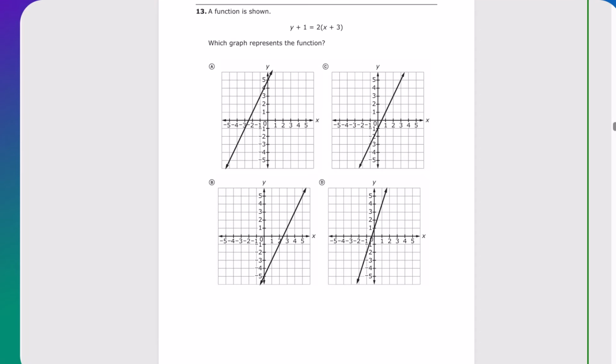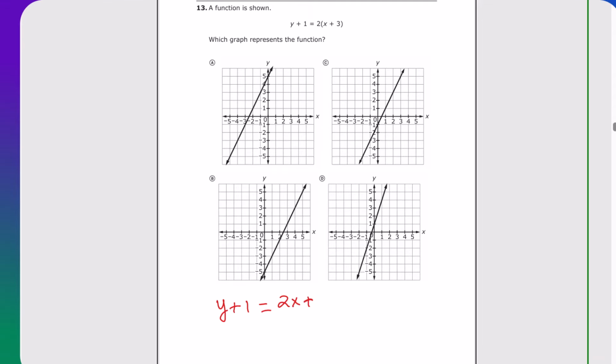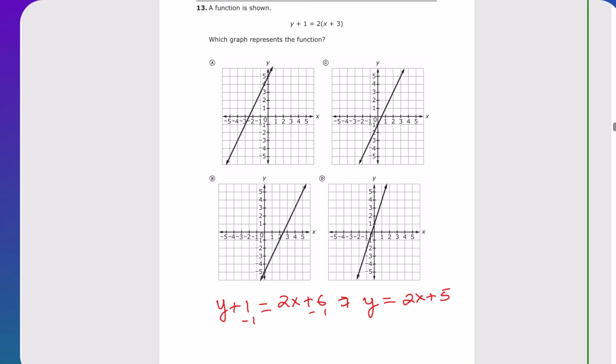Question 13, point-slope form of a line. We start with the equation y plus 1 equals 2 times (x plus 3). This is point-slope form. To rewrite it in slope-intercept form, distribute and simplify. Y plus 1 equals 2x plus 6. Subtract 1 from both sides, which becomes y equals 2x plus 5. The line rises 2 units for every 1 unit you move to the right and crosses the y-axis at 5. Choice A is the correct answer.